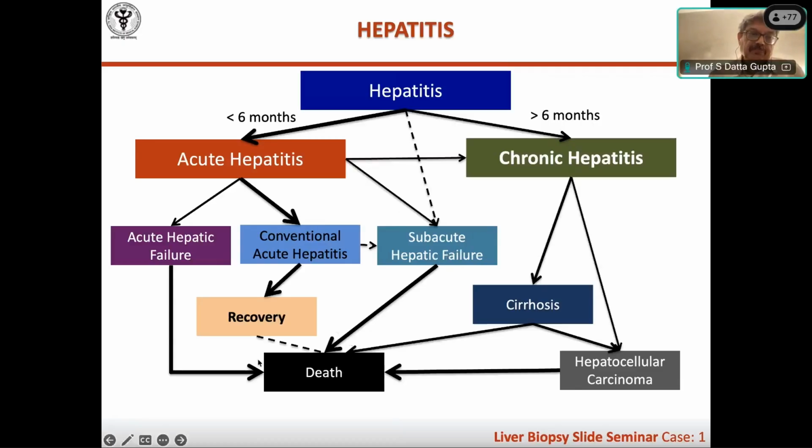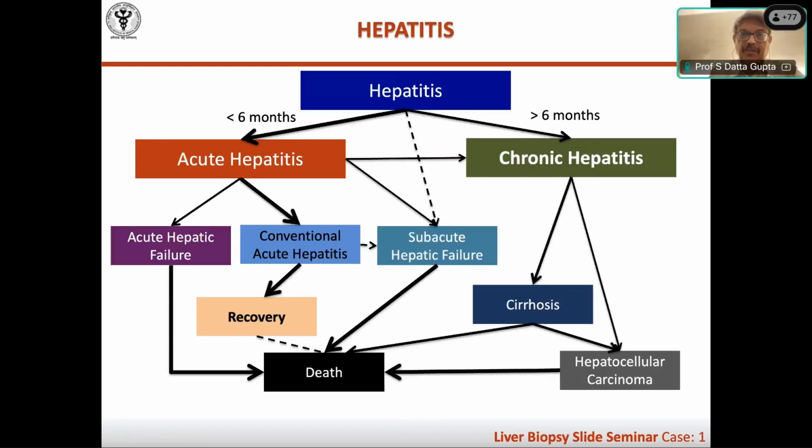Most of them have a bad prognosis. For both of these, fortunately nowadays, you can do a transplant. Chronic hepatitis is more than 6 months. The problem is most of them go into cirrhosis or hepatocellular carcinoma unless treated, either through cirrhosis or directly, and of course they have a bad prognosis. So this is how it is clinically. You have to understand this little bit of classification while seeing liver biopsies.